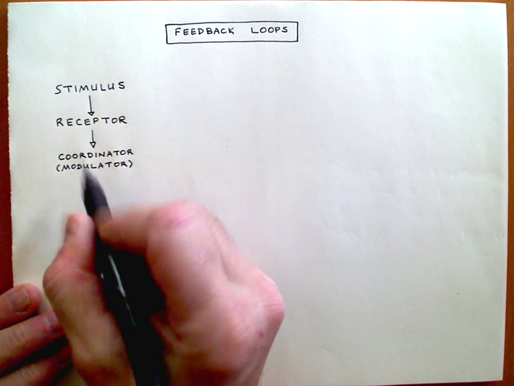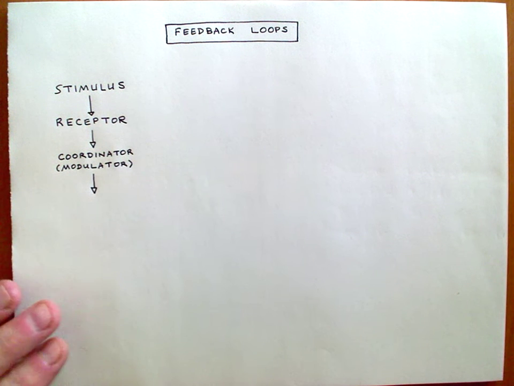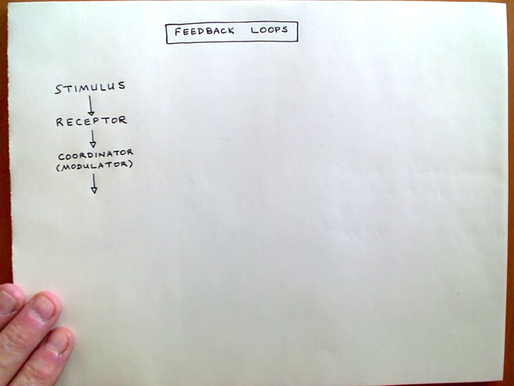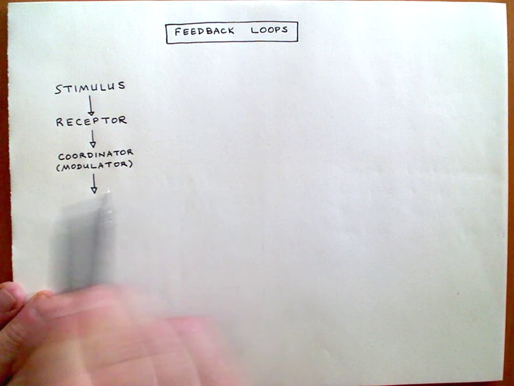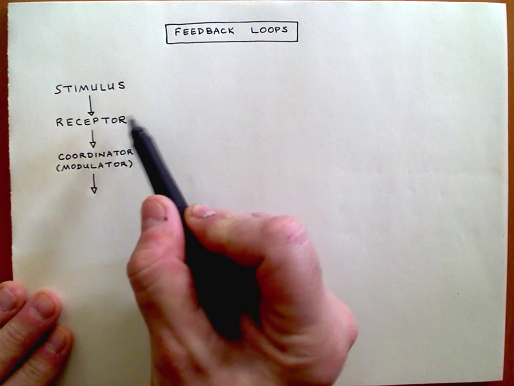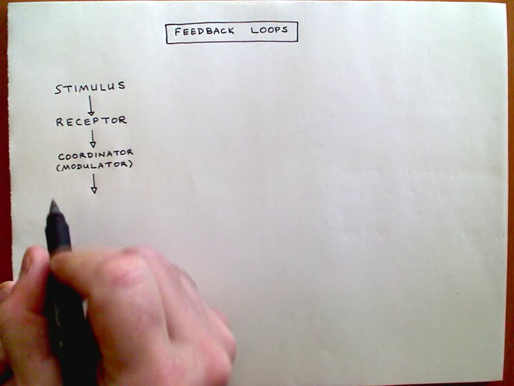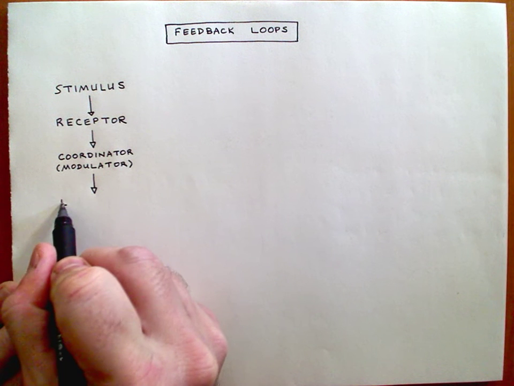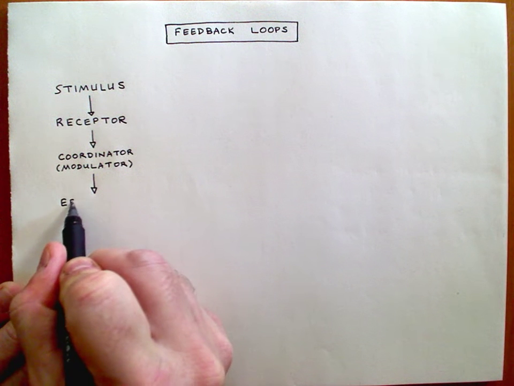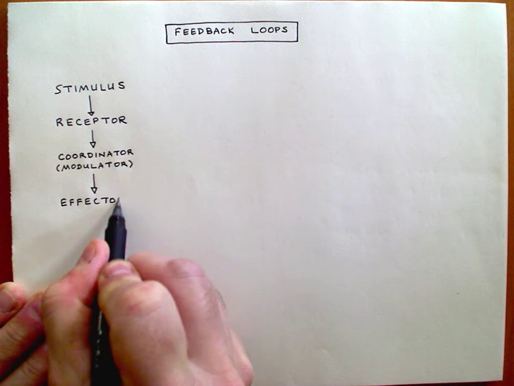So the coordinator in a physiological response, most often or not, has something to do with the brain or the central nervous system. It's the traffic cop. It's going to now process information from the receptor quickly, send it to an organ or a tissue called the effector. This is the one that's going to carry out the response.